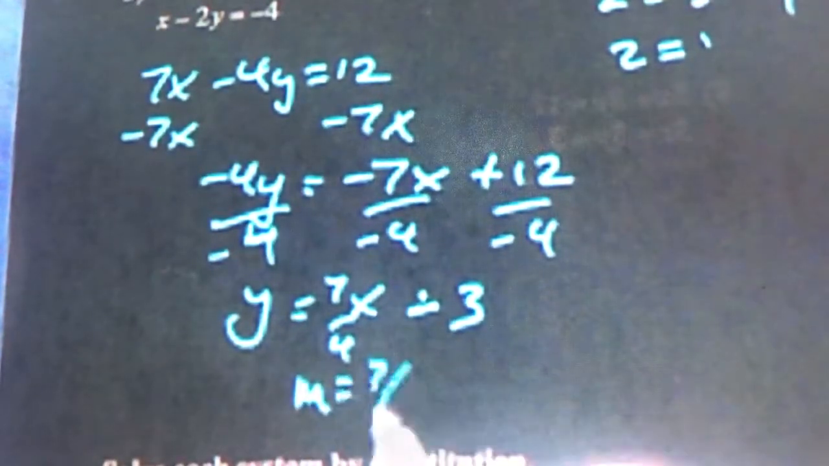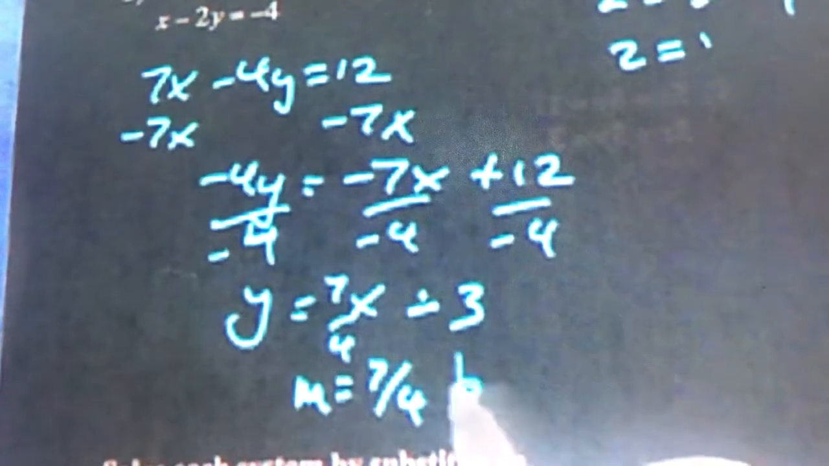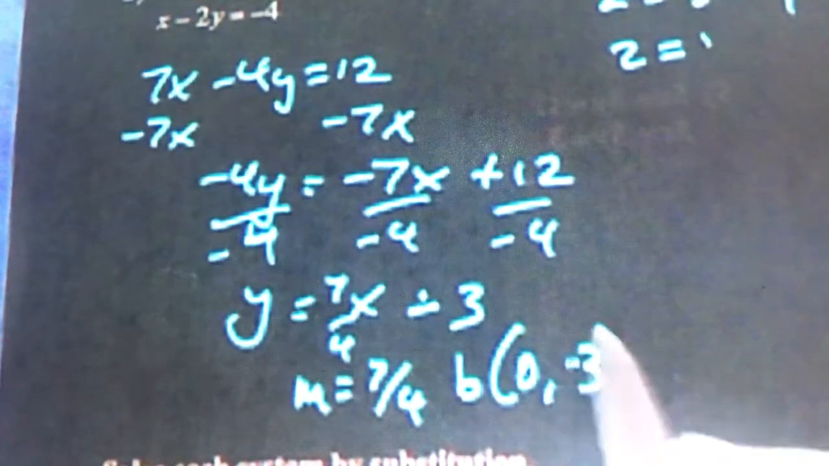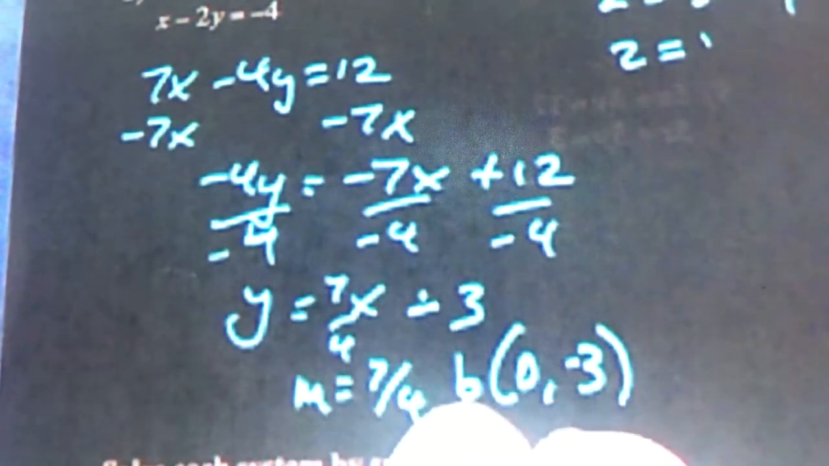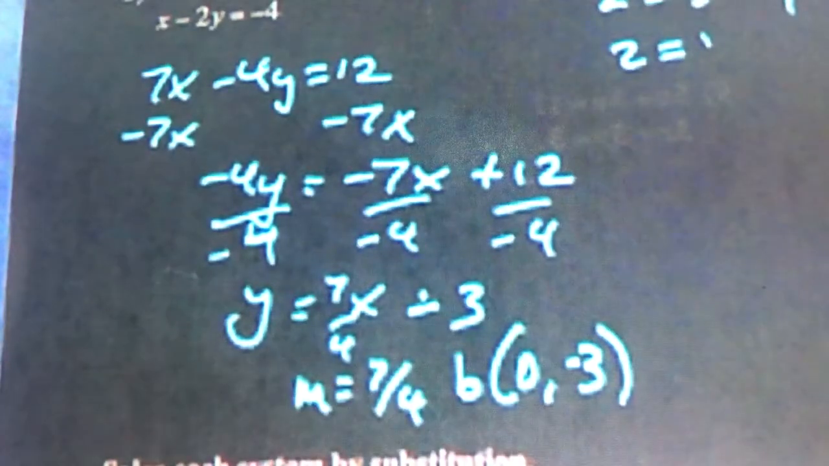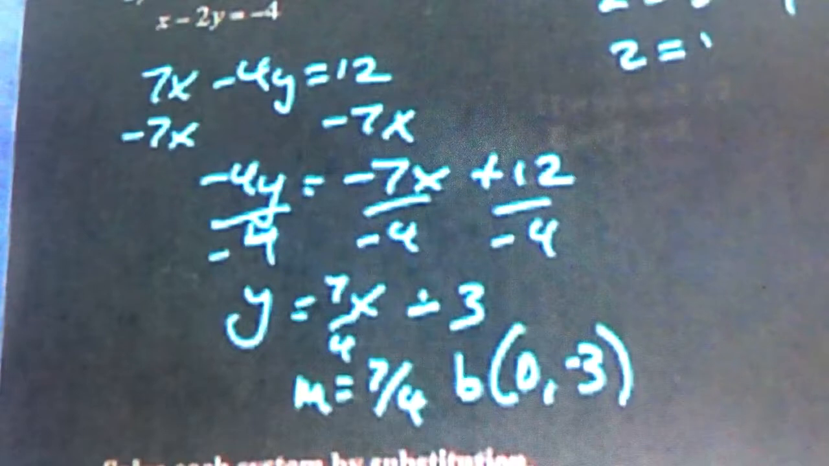So we have our m now, our slope, and our y-intercept. M equals 7 over 4, and our y-intercept b is 0, negative 3. That's our starting point on the graph. And we hold that thought for a second because when we do graph it, that's what we're going to need.